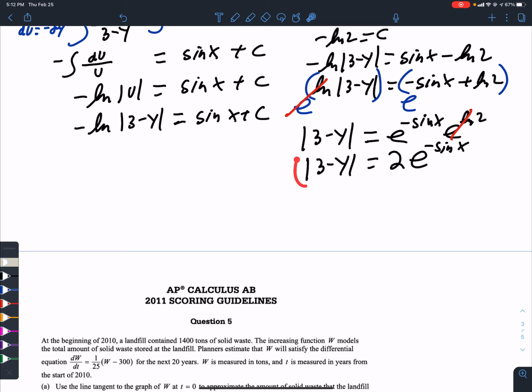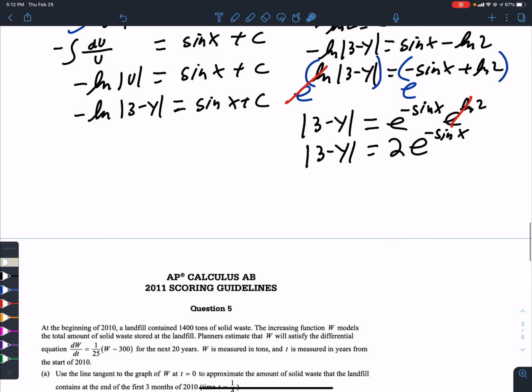What do I do with the absolute value signs? Okay, I'm going to do something that hopefully makes sense to you. So this could be positive or negative, and it wouldn't matter because the absolute value makes it positive. So this could be positive or negative, and it has to equal that, right?